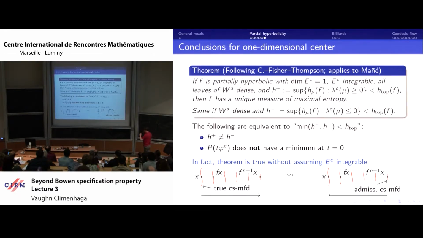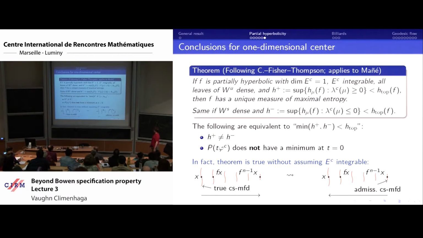The other comment I should make is that the argument for this is in my paper with Todd Fisher and Dan Thompson, where we study the Mañé example, but it is not written this way because we only wrote it for the Mañé example. But the proof goes to this setting verbatim. Because we were thinking about the Mañé example, we didn't really realize at the time, but later it became clear.